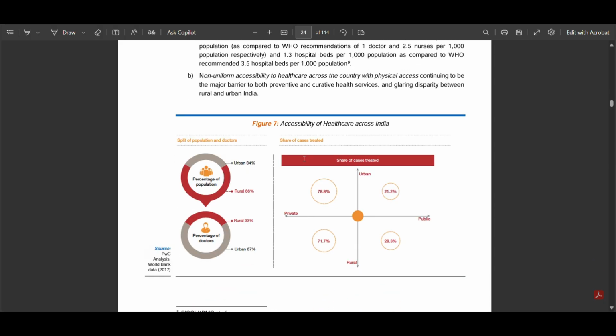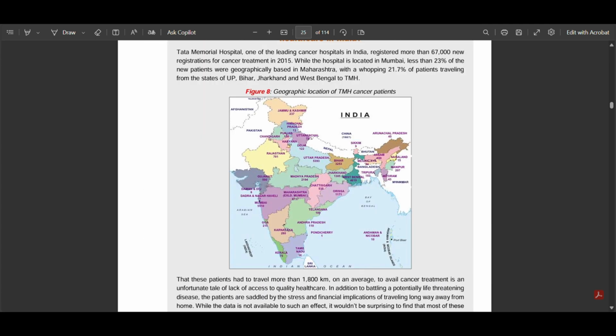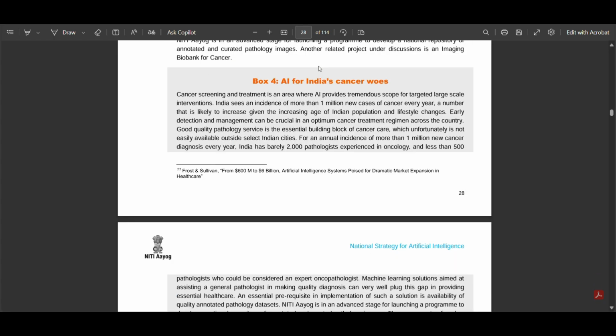We also see glaring disparities between rural and urban healthcare services. While larger hospitals and specialists are concentrated in major cities, rural populations struggle with limited access to basic healthcare.